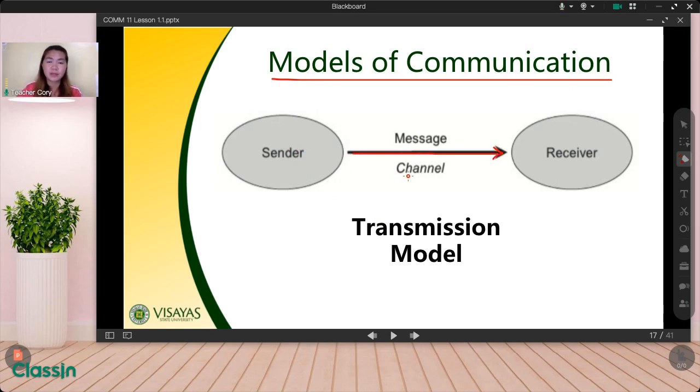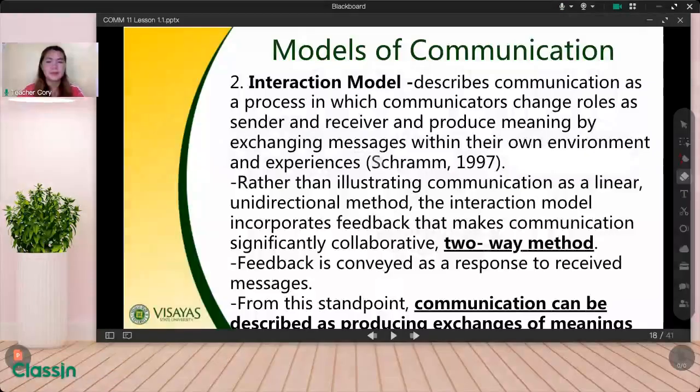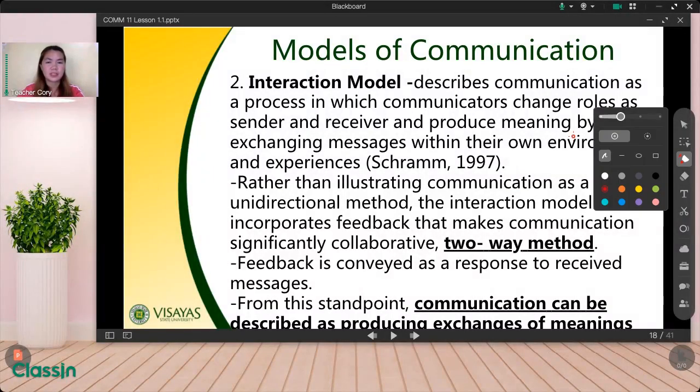It could be a microphone, if the person is speaking in front of the audience through a microphone, and then this has been received by the receiver here, and it ends there. It doesn't have another arrow here where there's a response or a feedback. Okay, so that's the transmission model. Next, we have the interaction model.